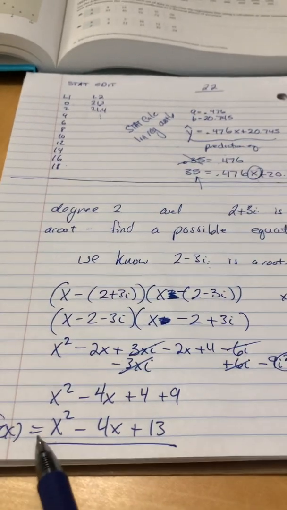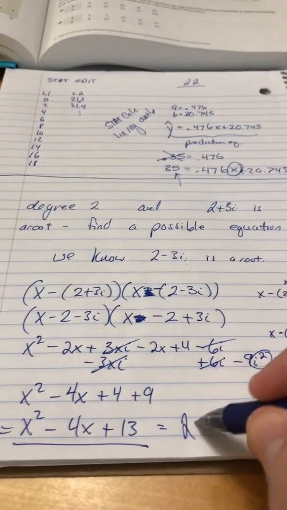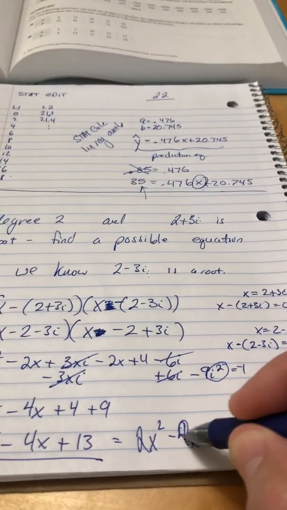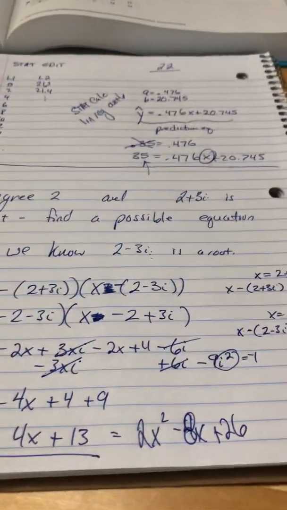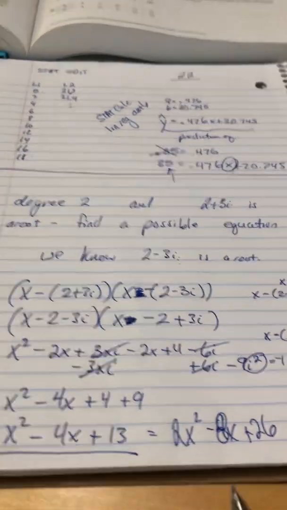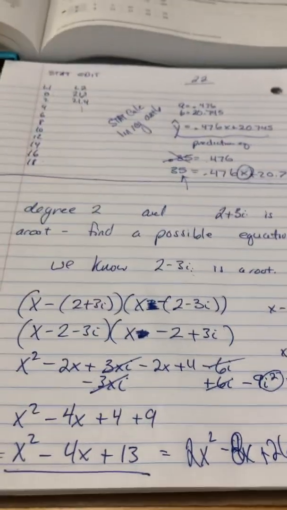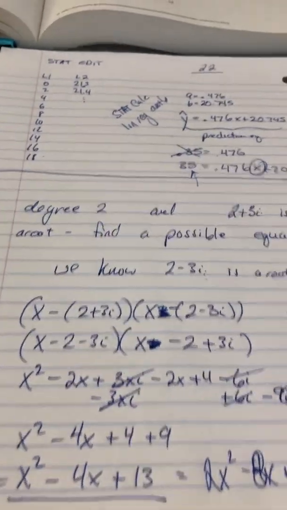Now, you could also multiply by 2. You could say it's 2x squared minus 8x plus 26. That would also have those roots. So, unless they give you a specific point which it must travel through, this is satisfactory. Okay, hopefully that helps.